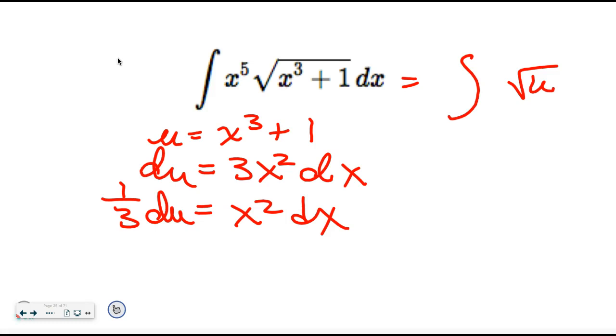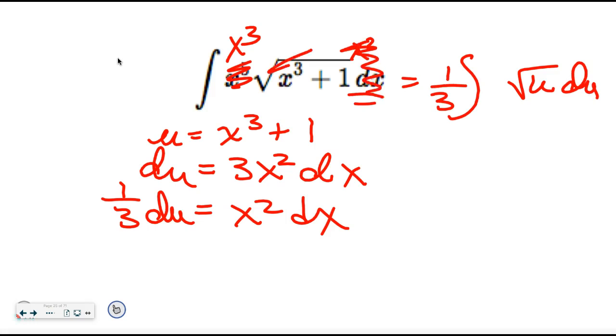All right, I'm going to pick on a hand. Gabe, what would you do? Yes, I'm going to write it as x cubed times x squared on that side, just so you can see it a little better. So that x squared dx at the end is my 1/3 du. How about the x cubed? It's all that's left. It's all got to go to u. What's x cubed? Go ahead, keep it going. Yes. It's u minus 1.